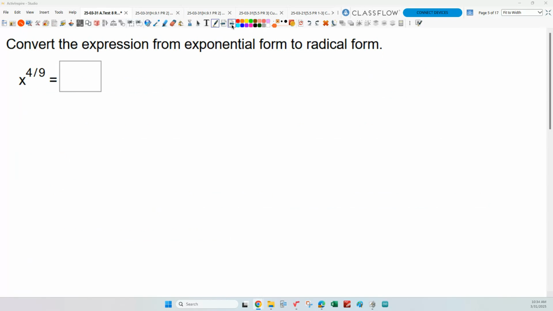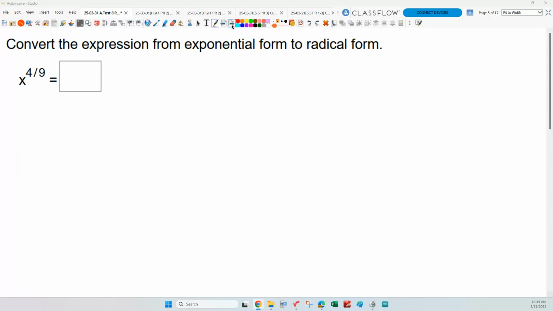Okay, now this time, again, we can't really give an answer because it's an x, right? We can't simplify this. But they want to convert the expression from exponential form. Everybody see that's, why is that exponential form? Because it's written with an exponent. There you go, yeah. It's written with an exponent, that's a fraction in this case. So we want to go from exponential form to radical form.